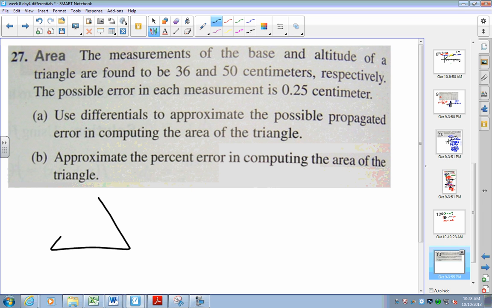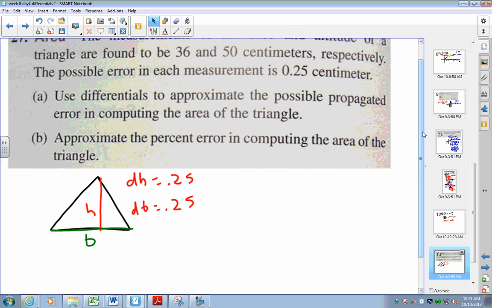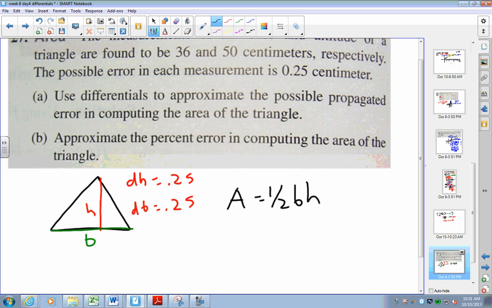So I have a triangle. And height. And base. And area. 1/2 base times height. Okay.